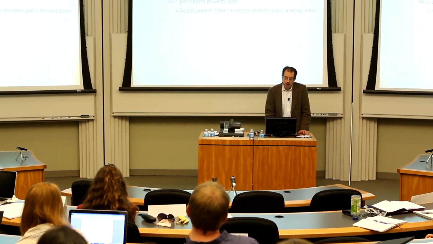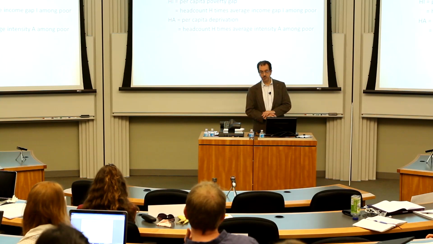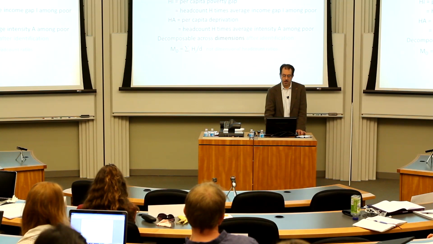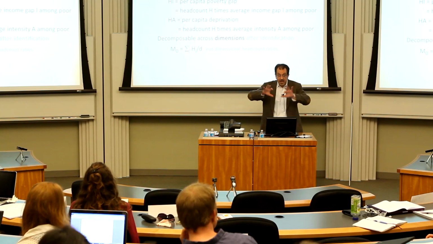It can be expressed as H times I. I is the average depth. H is the incidence. Well, here it's the average breadth incidence, so it's very similar, in fact, quite closely linked. In a new paper I'm describing that linkage even more explicitly. It's decomposable across dimensions. It's decomposable across people, but across dimension, after you know who's poor, you can tear apart to see where poverty is coming from among the poor.